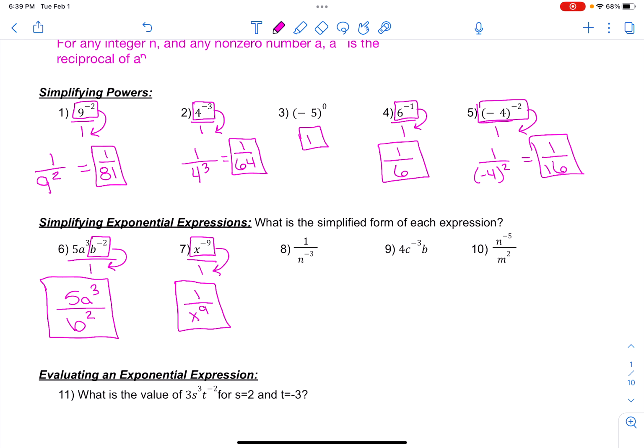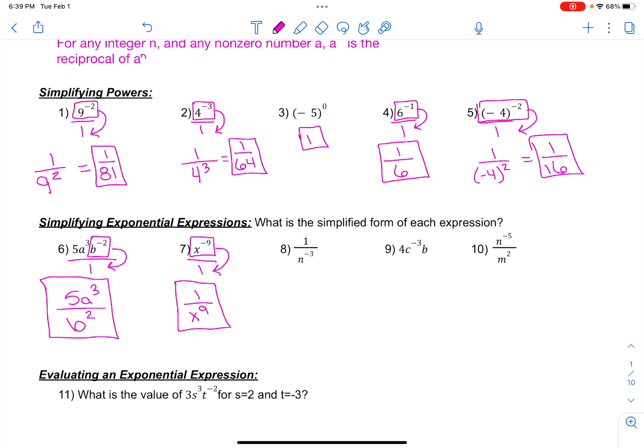Do not drop off that exponent because remember, x is a number. It's some number. We don't know what it is. So if you drop off that 9, then it's going to change the whole answer completely. So even though it's a variable, you still have to keep that exponent number with it.